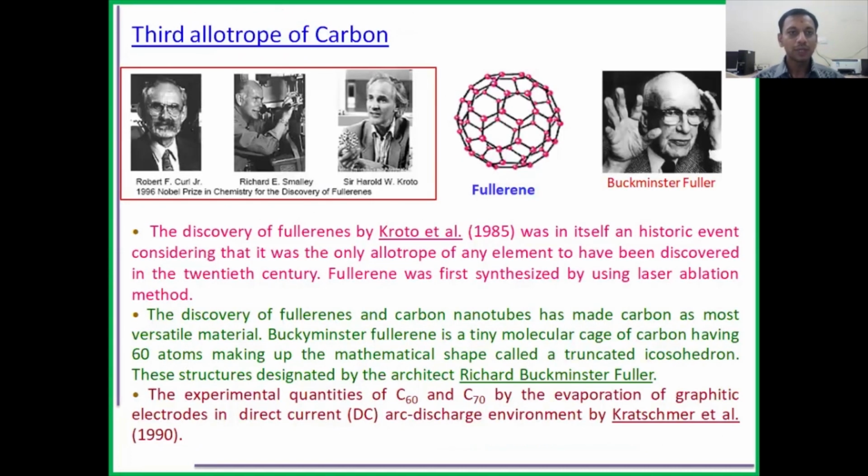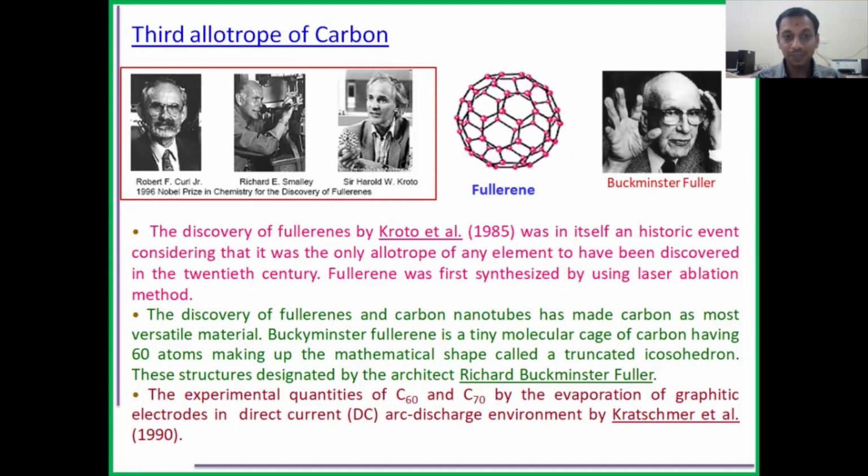So here you can see the discovery of the third allotrope of carbon, and it was discovered by these three scientists, Curl, Kroto and Smalley. And the shape was designed by Buckminster Fuller. So from the name of Buckminster Fuller, the name fullerene came. It has 60 carbon atoms. Everyone knows the carbon atomic weight is 12. And it has 60 carbon atoms.